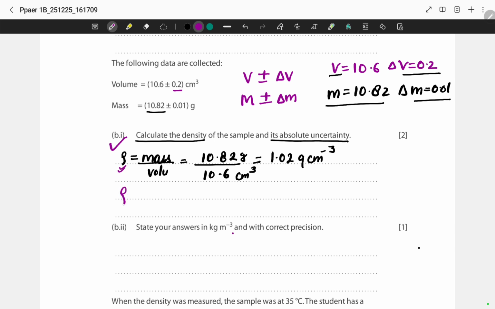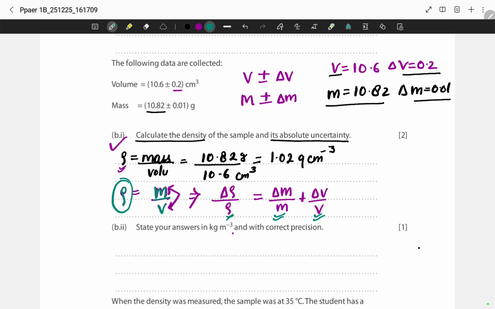Because the density depends on mass and volume, the fractional uncertainty of density should be equal to the fractional uncertainty in M plus the fractional uncertainty in the volume. That's the rule. This is propagation of uncertainty whenever two physical quantities are getting divided to get one physical quantity. Here I'm dividing mass by volume in order to get rho. Whenever division or multiplication takes place, to find the uncertainty, we add the fractional uncertainties. So the fractional uncertainty in rho will be equal to fractional uncertainty in mass plus fractional uncertainty in volume.